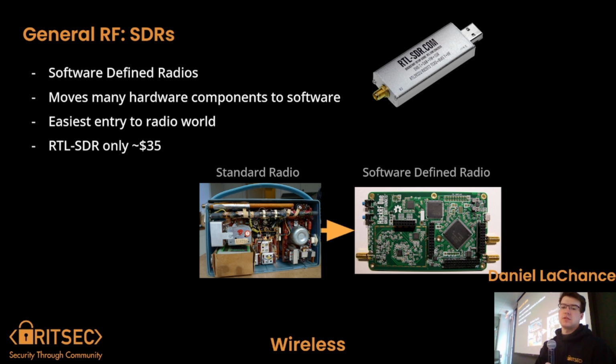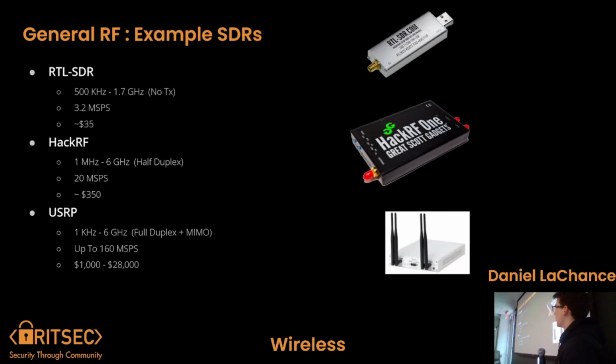So pretty simple. There are three kinds that I wrote down. These are just three examples. There are the really cheap ones, and a good example of that is the RTL SDR. Then there are the mid-range ones where you can get all the way up to like 6 gigahertz. An issue with the RTL SDR is it only goes to 1.7 gigahertz, and the sample rate isn't very large.